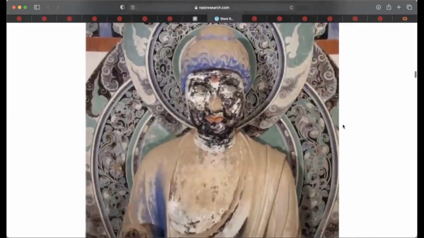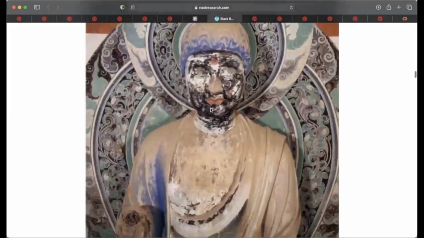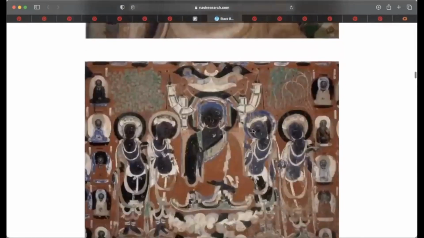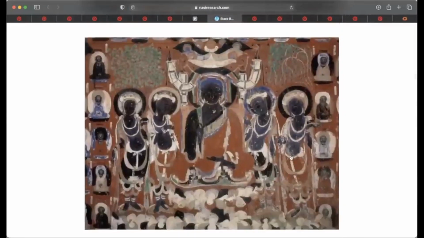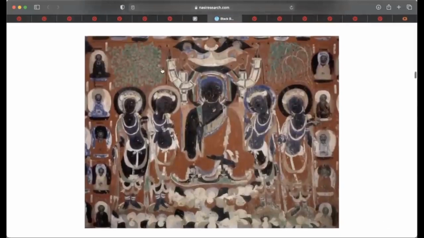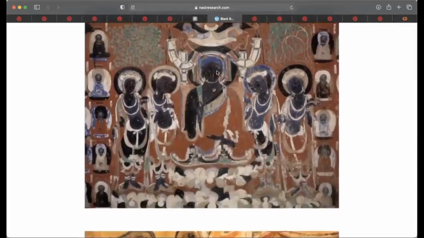Oh, look at this statue. They try to wipe off, look at that, they try to scrape off the complexion. Look at this as well. Wow, look at that. Almost look like the Ethiopian and Russian icons, right? And then you got the Buddha.